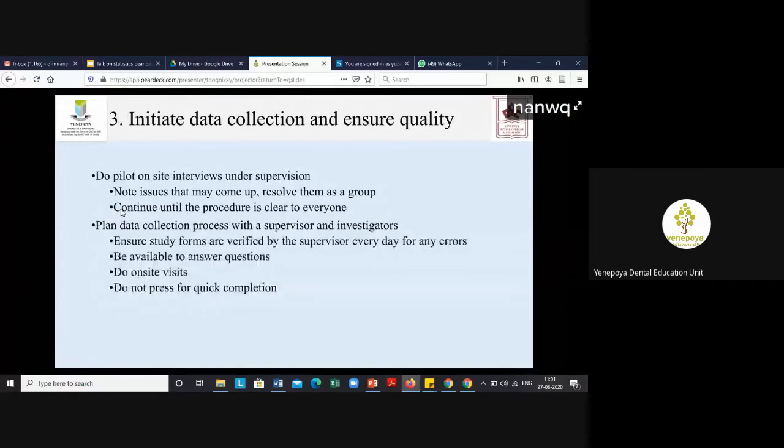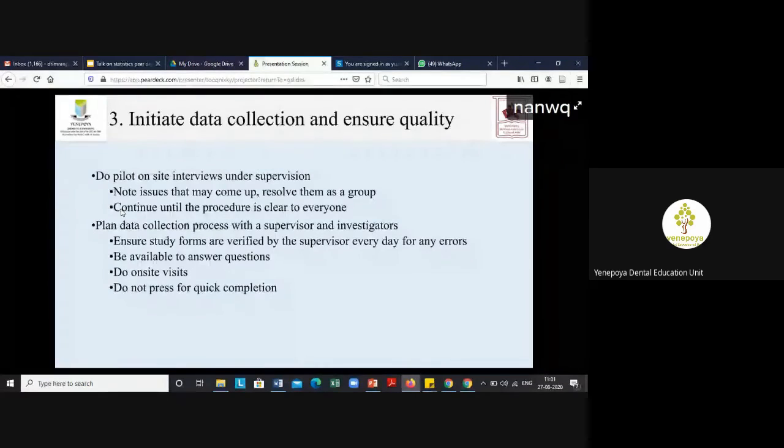Initiate the data collection and ensure quality, very important. Do pilot on-site interviews under supervision. Definitely you can do this. As I told you earlier, if I'm doing a study on students about online teaching, what I would do is call the students, and if I have somebody else collecting the data, I will ask him to collect the data for me, and I will observe how he is collecting the data, whether he's collecting rightly or wrongly.